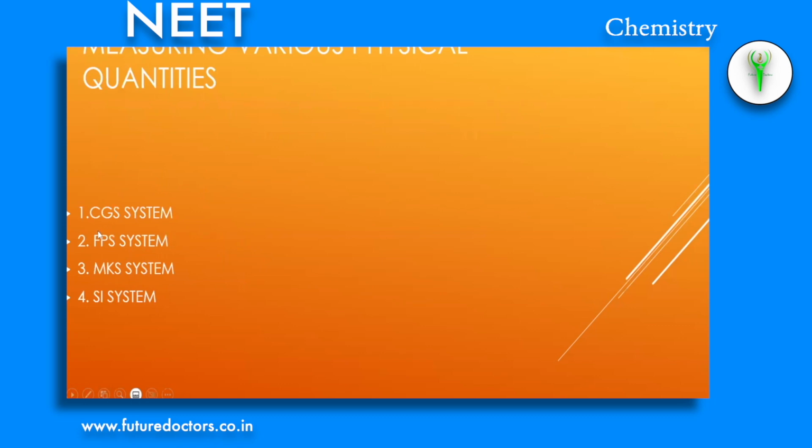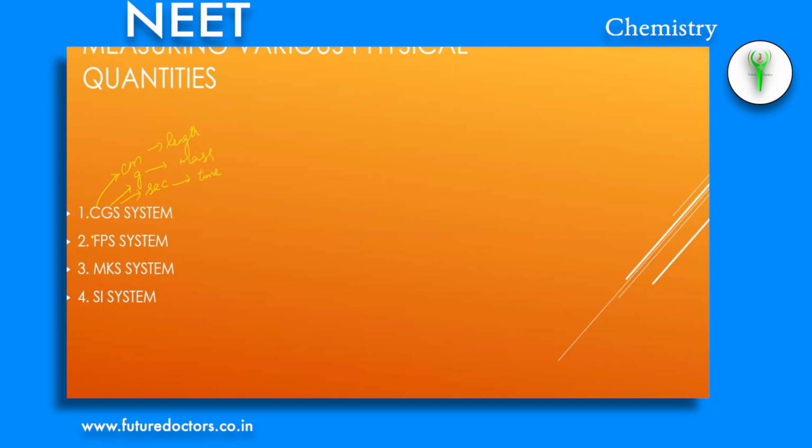In the case of basic units, we have the CGS system, FPS system, MKS system and SI system. What is the CGS system? What does C represent? This is for centimeter, for measuring length. Mass is measured in gram and time is measured in seconds. This is called the CGS system.